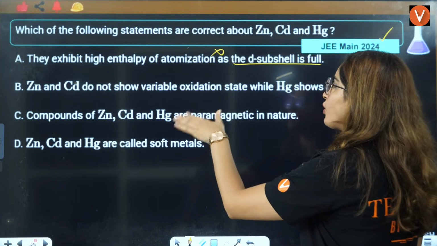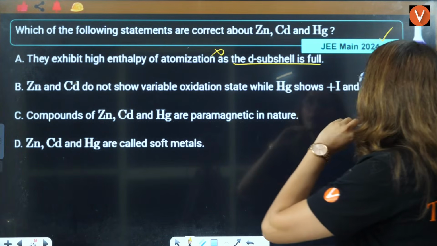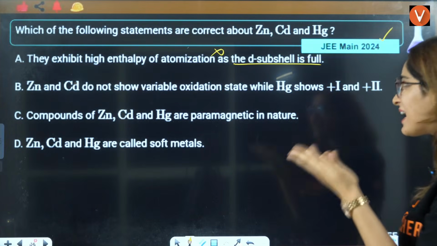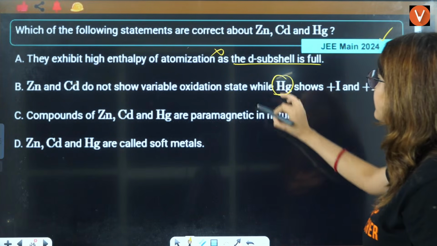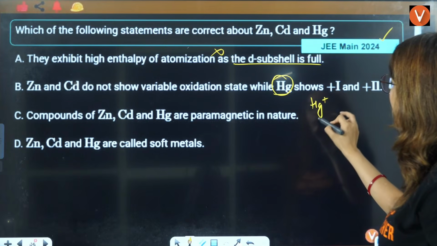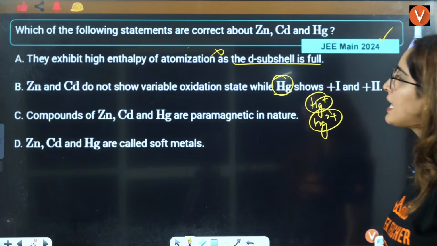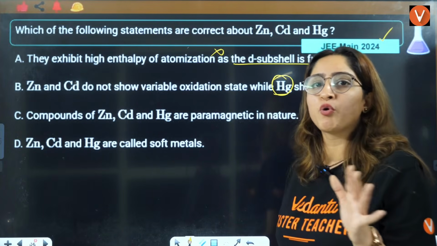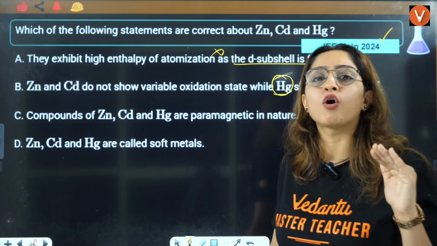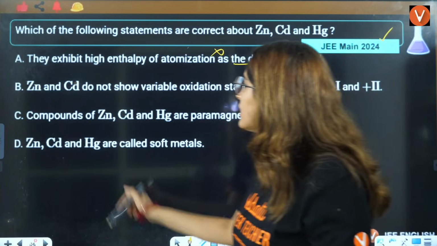In JEE 2025, they have asked one question on enthalpy of atomization. Here they have asked, and we have discussed that enthalpy of atomization is minimum for zinc, right? So this statement is definitely wrong, right? Zinc and cadmium do not show variable oxidation state while Hg shows plus one. Yes, this exists in mercuric and mercurous. Right? This is mercurous, this is mercuric, right? Zinc and cadmium, they don't show variable oxidation state. That is also true, right?